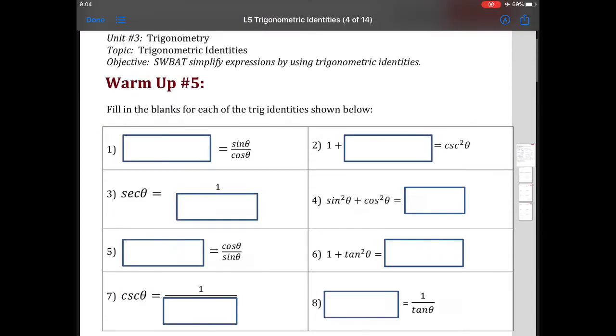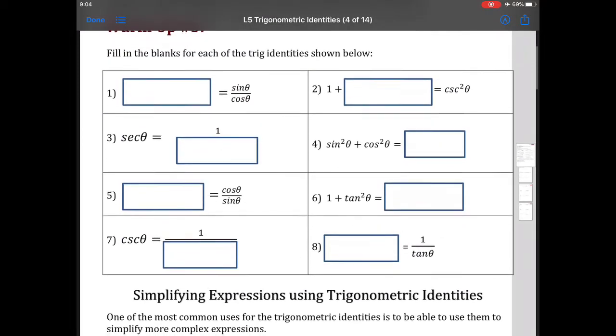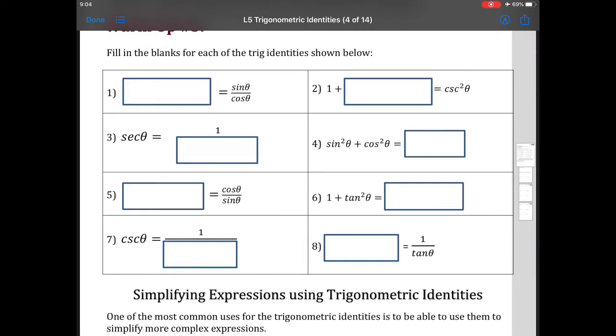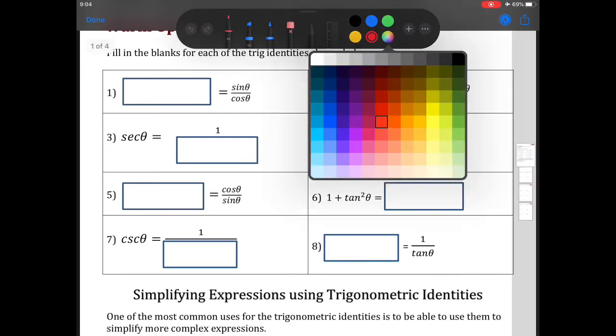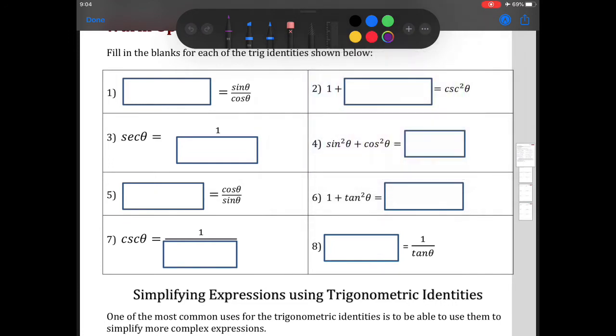So for the warm-up, I want you to pause the video and try it on your own. It says fill in the blanks for each of the trig identities shown below. Some of them are filled, one side is filled, and you have to fill out the other. So what is sine theta over cosine theta? It is tangent theta. Yes, so let's write that down.